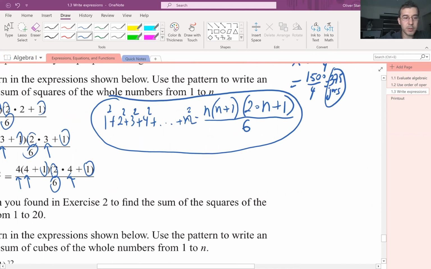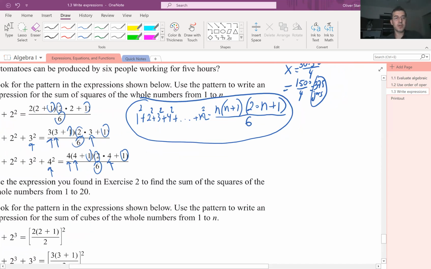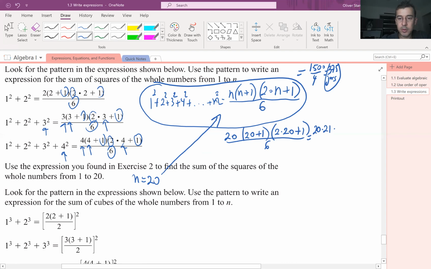Okay, next question is, use the expression you found in exercise 2 to find the sum of the squares of the whole numbers from 1 to 20. So in this case, n is 20. So we just plug in 20 for n in our equation here. So we're going to get 20 times (20 plus 1) times (2 times 20 plus 1) over 6, right? That is 20 times 21 times 2 times 20 is 40 plus 1, 41, over 6.